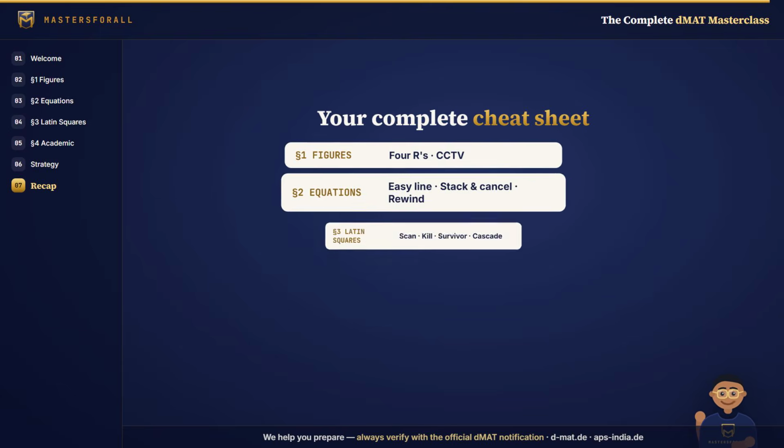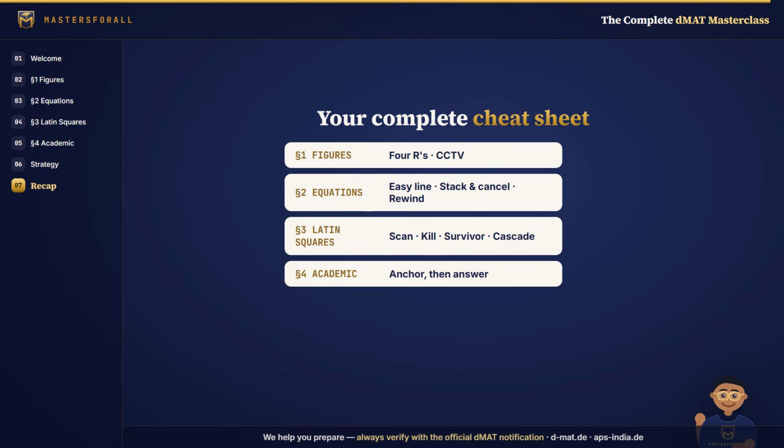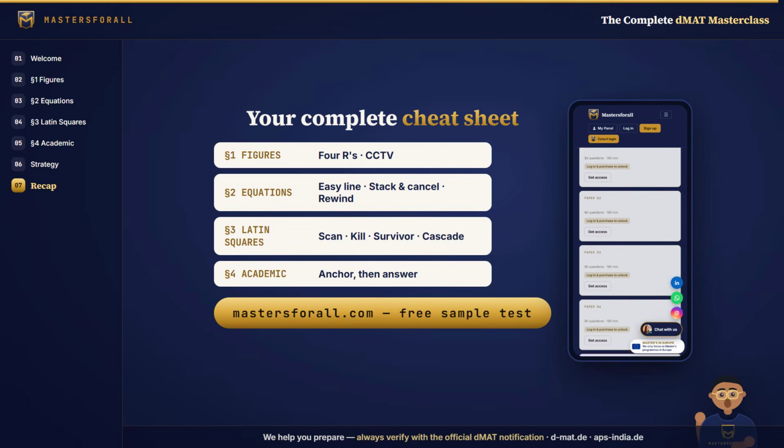Your complete cheat sheet. Figures, the 4 R's and CCTV. Equations, easy line first, stack and cancel, rewind. Latin squares, scan, kill, survivor, and cascade. The academic module, anchor, then answer. Speed only comes from practice under a real clock.